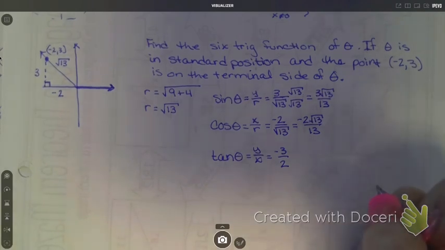I cannot personally stand to put a negative in the denominator. Anybody else? Makes me sick.